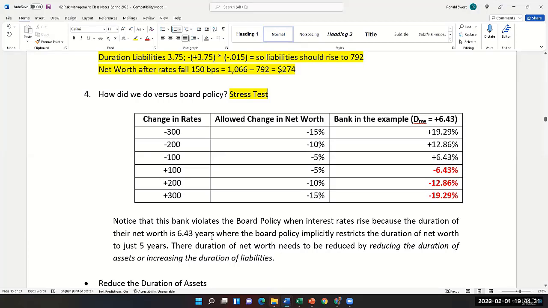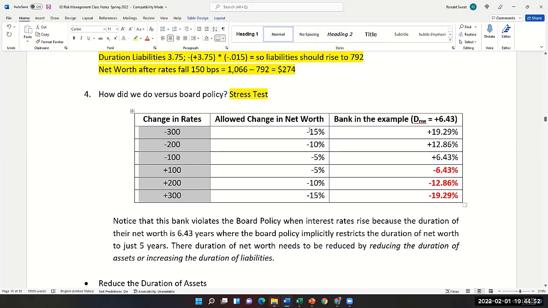So this is the stress test. The stress test just says, hey, what if this happened? What would happen? What if interest rates were to fall 300 basis points? What would happen? What if interest rates were to rise 200 basis points? This is exactly what we did at USAA. What would happen if interest rates, we did plus and minus 300 basis points?